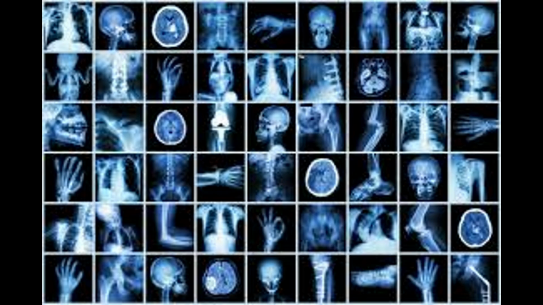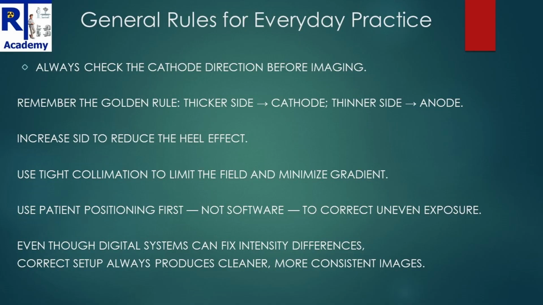General rules for everyday practice. Always check the cathode direction before imaging. Remember the golden rule: thicker side cathode, thinner side anode. Increase SID to reduce the heel effect. Use tight collimation to limit the field and minimize gradient. Use patient positioning first, not software, to correct uneven exposure. Even though digital systems can fix intensity differences, correct setup always produces cleaner, more consistent images.